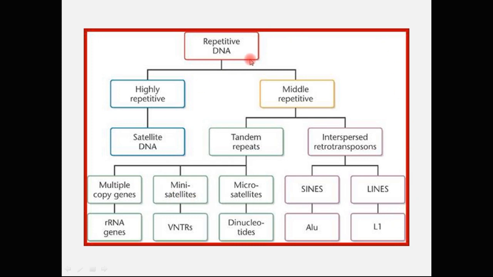figure which shows the repetitive DNA classification, that is into highly repetitive and mildly repetitive. Mildly repetitive is again divided into retrotransposons and tandem repeats. Tandem repeats can be multiple copy genes like rRNA, mini satellites, and dinucleotide repeats, that is also known as microsatellites, whereas the highly repetitive is satellite DNA.